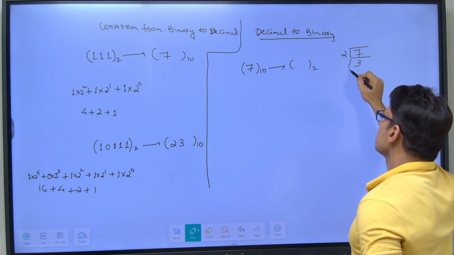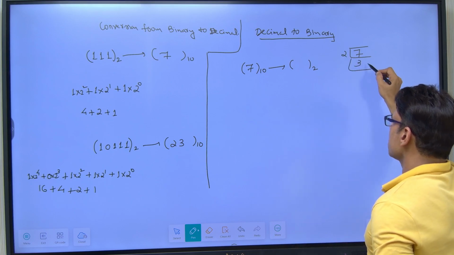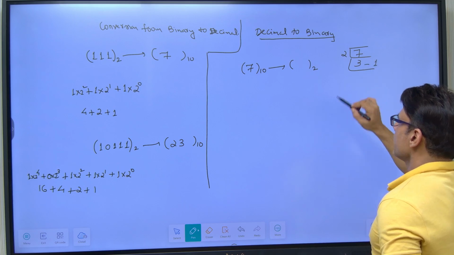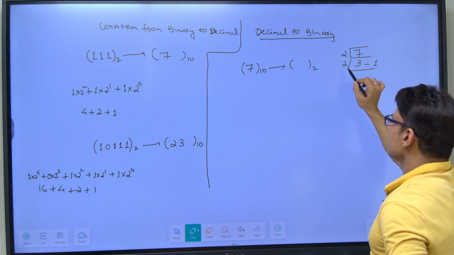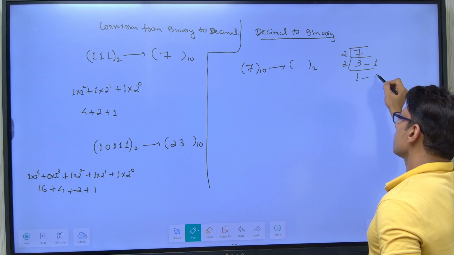2 3s are 6, right? So 2 3s are 6 and write the remainder here. Then again divide this with 2. Why dividing with 2? Because we are converting into binary. So again 2 1s are 2 and the remainder is 1.